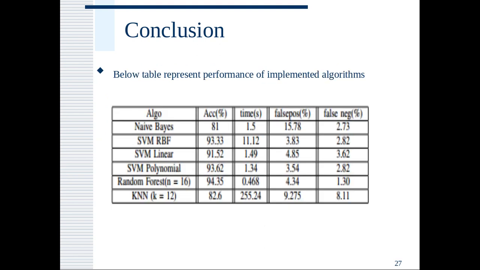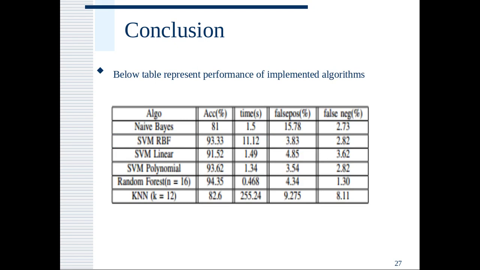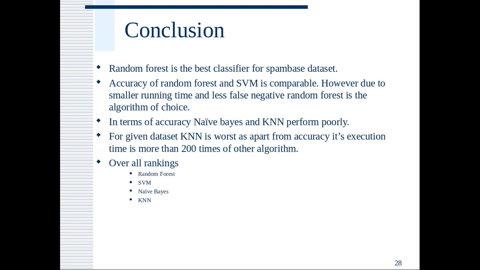The naive-Bayes and KNN perform poorly. They both have accuracy of 81%, and for KNN the execution time is worse, that is 200 times more than the others. So the overall ranking for this dataset is random forest, support vector machine, naive-Bayes and k-nearest neighbor. The overall ranking here is just for the spam-based dataset. Your result may vary on different datasets.